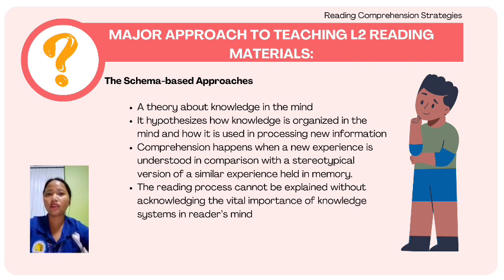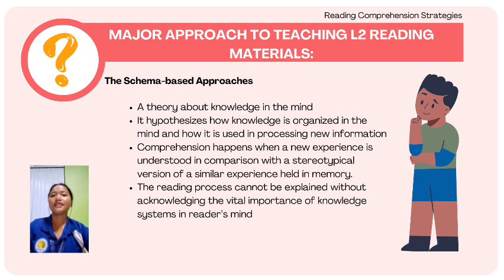So, a theory about knowledge in the mind. Schema theory suggests that knowledge is not stored randomly in the mind, but is instead structured and categorized in schemas. Mental frameworks that represent what we know about different concepts, situations, or experiences. For example, we have schemas for restaurants, birthdays, or travels based on our experiences. So when we encounter a new situation, we refer to these existing schemas to help us understand.